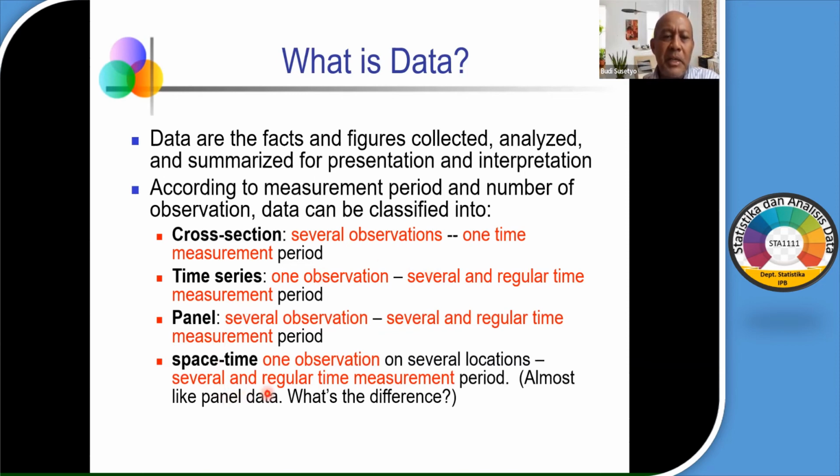The last one is space-time: one observation on several locations, not time but location. For example, I measure the production of rice in Bogor, in Tangerang, in West Jakarta, and so on. So it is almost the same as panel data, but for space and time, the column means a location.